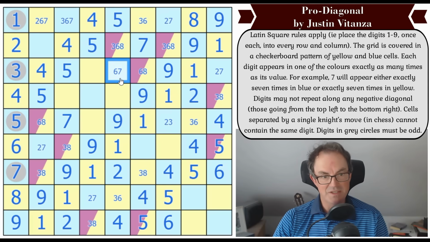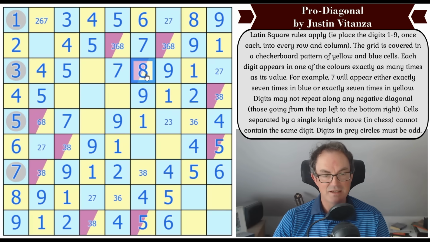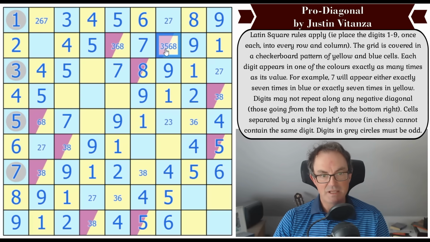Oh, this 6 means this is a 7 now. That's a 3 naked single. That's a 6. That's an 8. Let's not repeat 6 along this diagonal, or 8 along this diagonal. So I've got a 3-6 pair here and a 3-8 pair here.